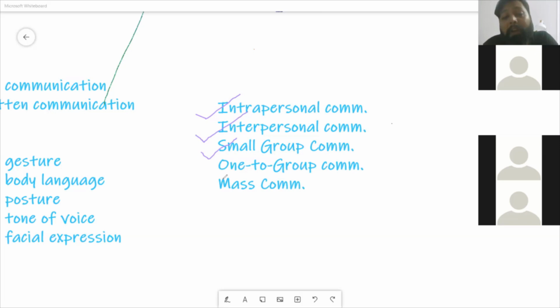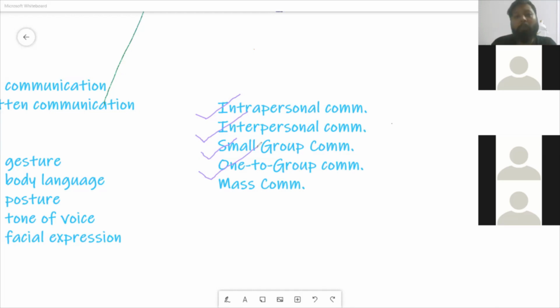Next is one-to-group communication. I hope that you remember the last time you heard a chief minister, a leader, a prime minister talking to a lot of people. You can also remember the classroom setup, the assembly when your principal wanted to talk to each one of you, the school assembly, that was again one-to-group communication. That is, there is one person who wants to convey a message to a lot of you.